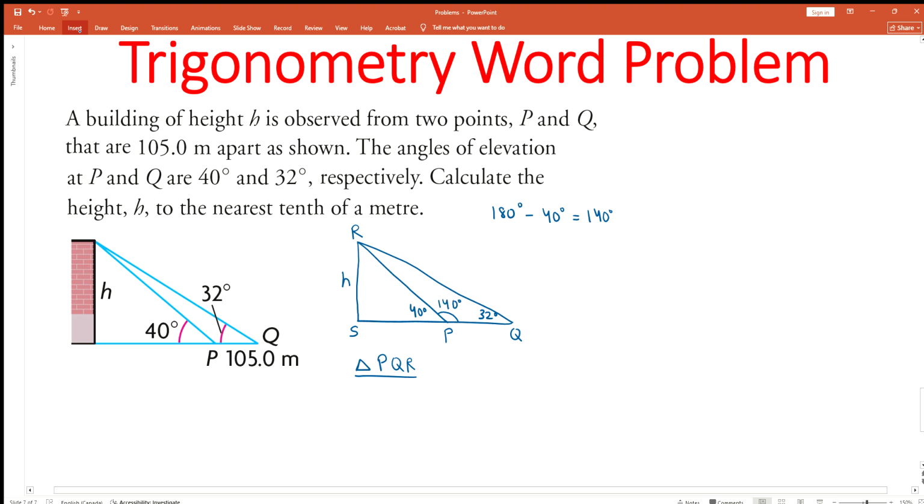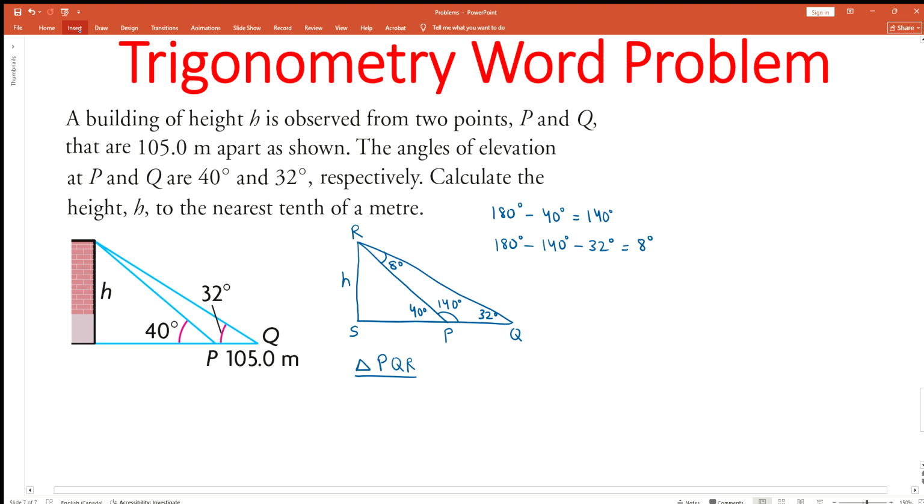Now we can find the measure of the third angle in this triangle, angle R. For that we should subtract 140 degrees and 32 degrees from 180 degrees because the sum of all interior angles of a triangle is equal to 180 degrees. I get 8 degrees.